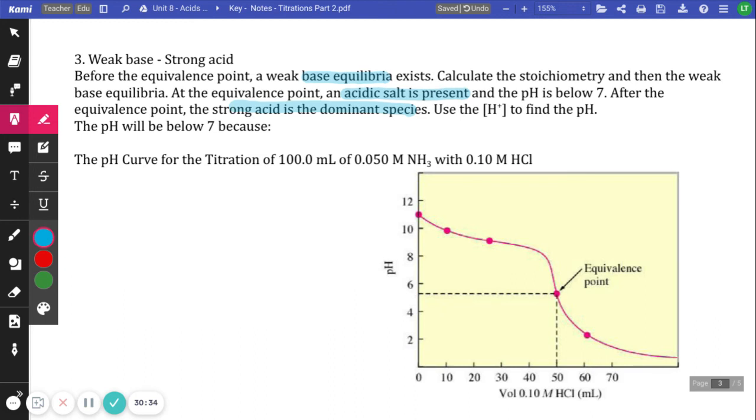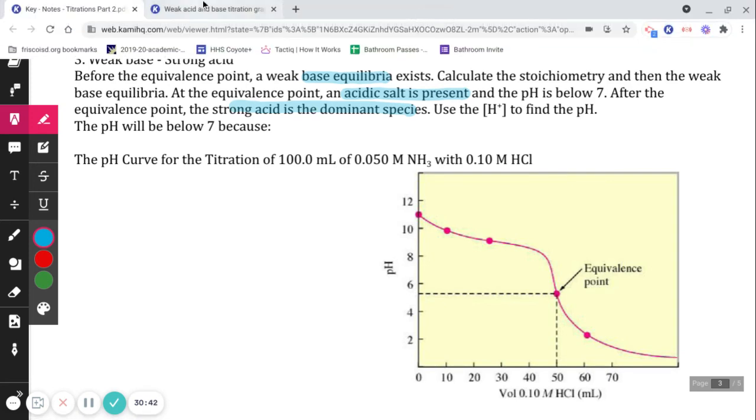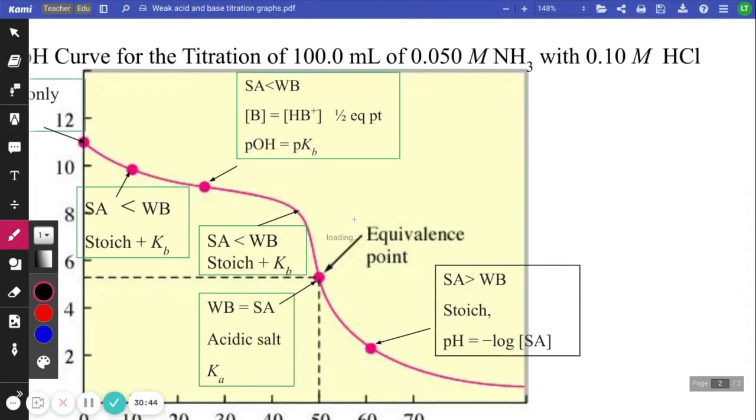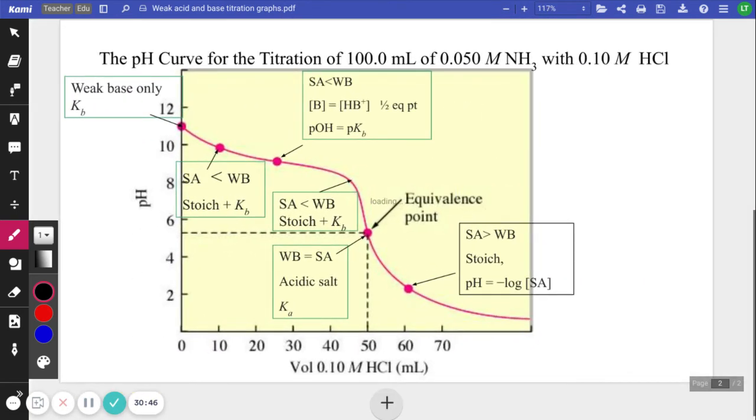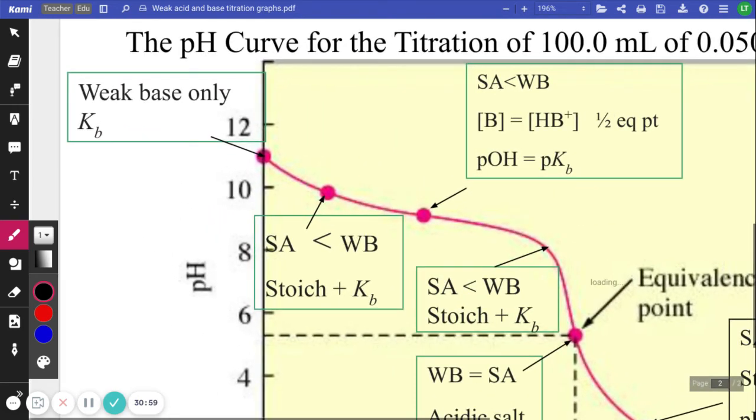I'm going to zoom in to the graph a little bit on a different sheet so I can point out some different parts of this graph for us. So this one, again, we have the titration for 100 milliliters of 0.05 molar NH3 with 0.1 molar HCl. At the beginning, before we've done anything with our reaction, we have weak base only. So we would just use our Kb value and do a normal weak base calculation.